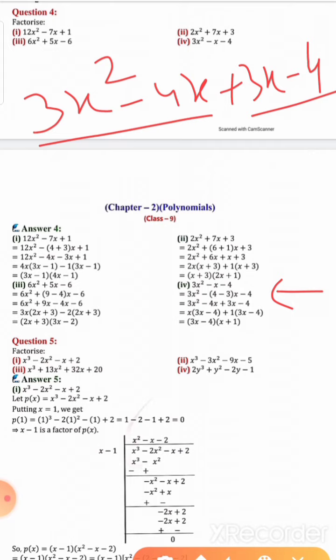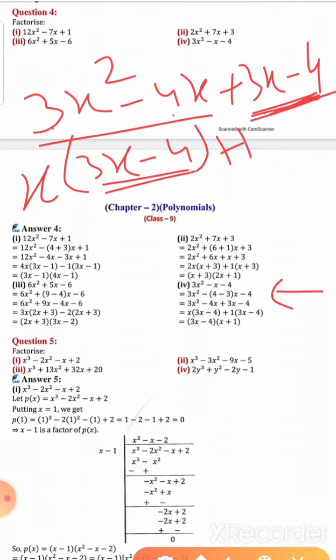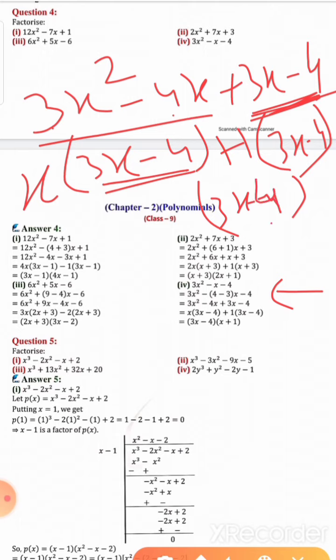These two terms are the first pair and the last two terms are the second pair. Here the coefficients are different numbers, we cannot take any number common, so we take only x common in the first pair. So here the rest term is 3x minus 4, and again in the bracket we have common, so here we write common 1 into 3x minus 4. Again taking 3x minus 4 common in the whole pair, we get the rest bracket x plus 1. So the factor of our quadratic polynomial is 3x minus 4 into x plus 1.